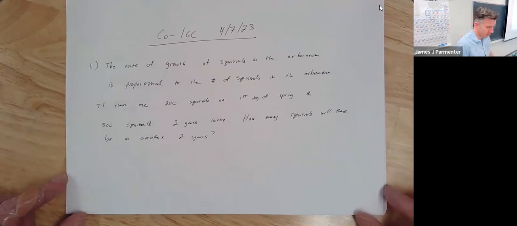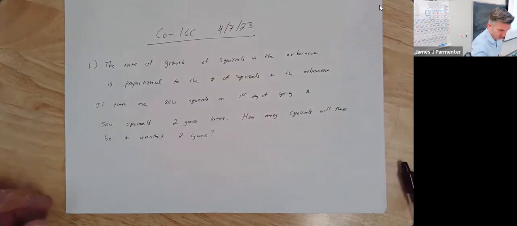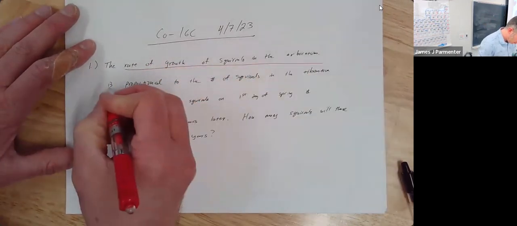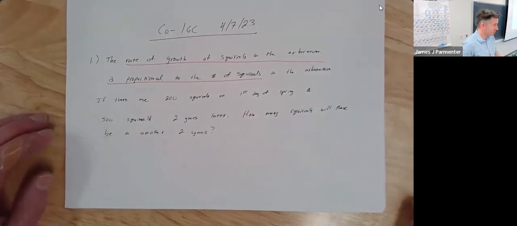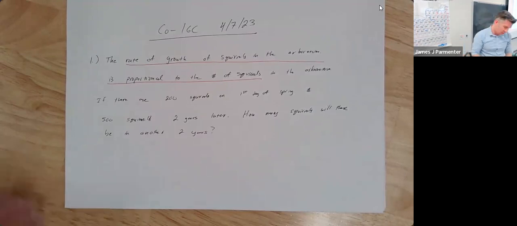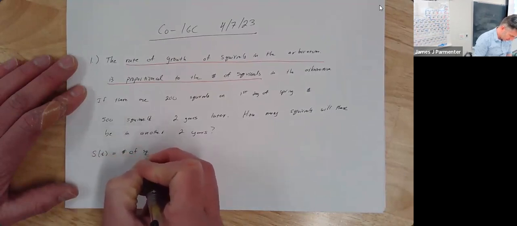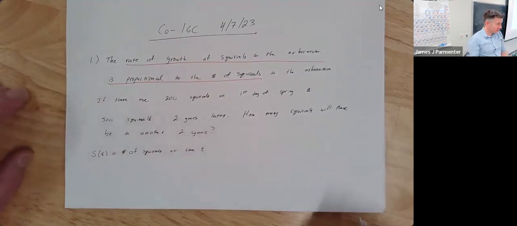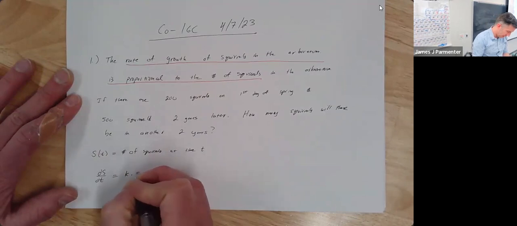Okay, not an unreasonable question. The key thing to focus in on here is this sentence right here. The rate of growth of whatever is proportional to the number of whatever. That's the thing that tells us how to write the differential equation, which tells us that we have exponential growth. So here we could say that S of t is the number of squirrels at time t. And then if we wanted to, we could write the differential equation ds dt is equal to k times s.